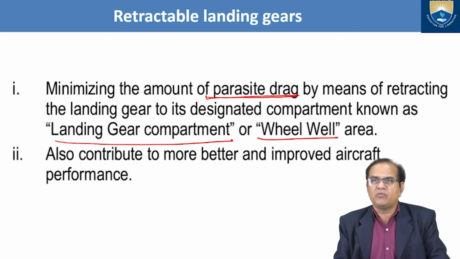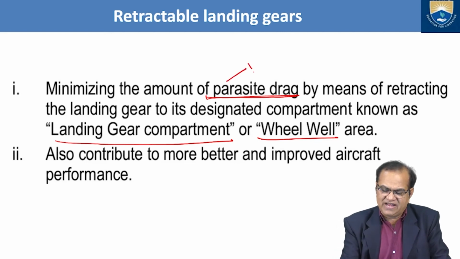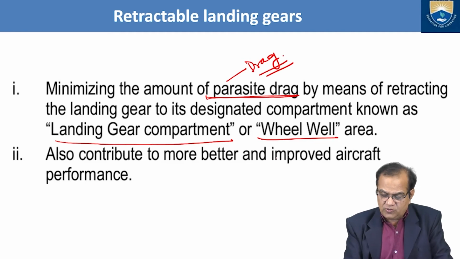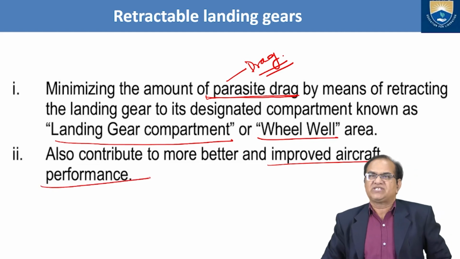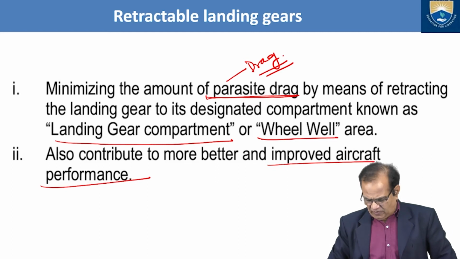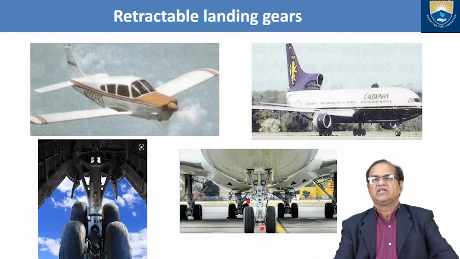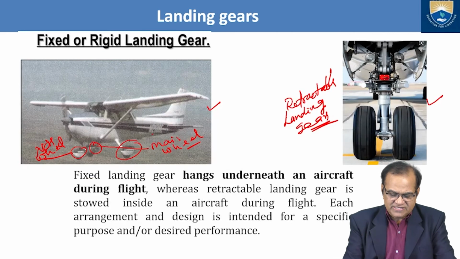It also contributes to better and improved aircraft performance. So first, it is drag reduction. That is the very important thing. Fuel consumption will reduce, and aircraft performance improves. So these are the basic reasons for which we normally use retractable landing gear for high performance aircraft. You can see here, the first one here is the retractable.